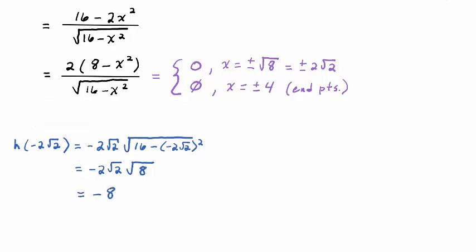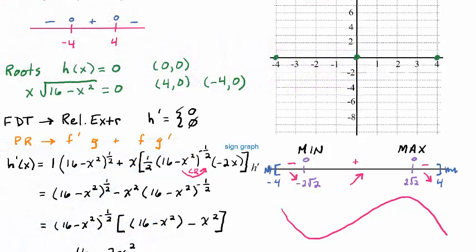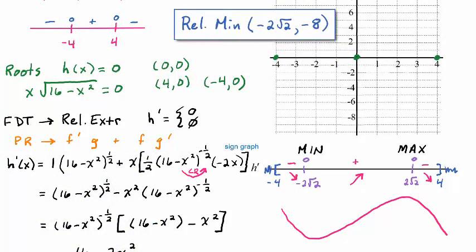So that means we have a relative minimum at the point -2 rad 2, -8. So let's go ahead and plot that minimum. We go over to -2 rad 2, down to -8. We know that's going to be a min, and from our sketch, we know that's going to have a horizontal tangent there. We know the graph has to look like that at this point.